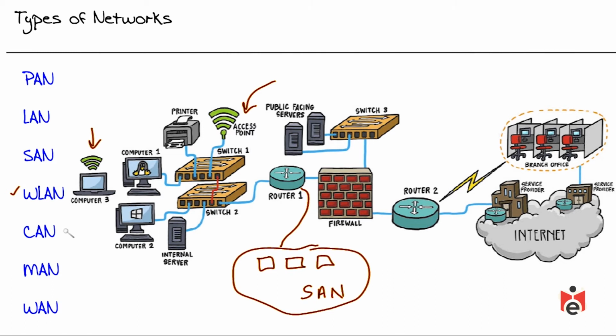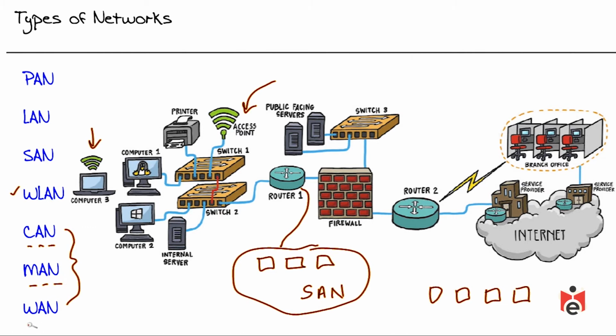Now, here we start getting into larger geographical areas. We have a campus area network, which might cover a bunch of buildings that are located at maybe even like a university campus and connecting them together. A metropolitan area network that might use a media like Metro Ethernet in order to connect a bunch of buildings that are all downtown in a major city.